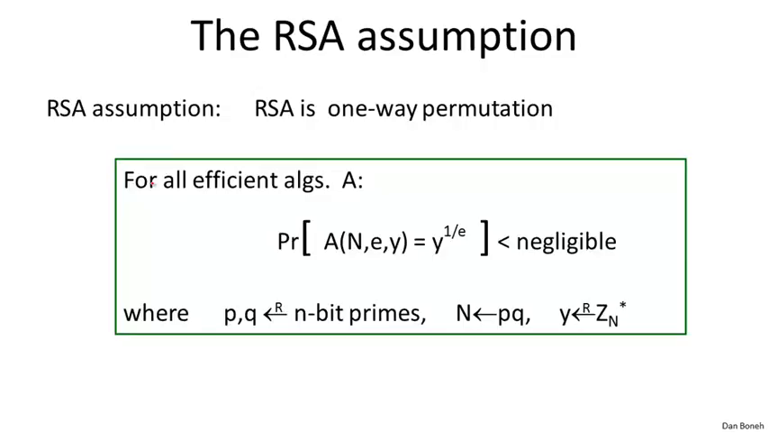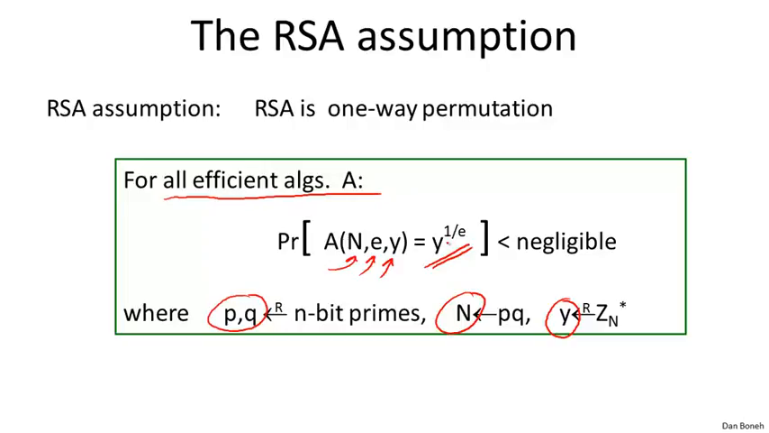And formally, the way we state that is that for all efficient algorithms A, if I generate two random primes P and Q, multiply them to get the modulus n, and then choose a random y in Zn star, and give the modulus, the exponent, and this y to algorithm A, the probability that I'll get the inverse of RSA at the point y, namely y to the power of 1 over e, is negligible. So this assumption is called the RSA assumption.